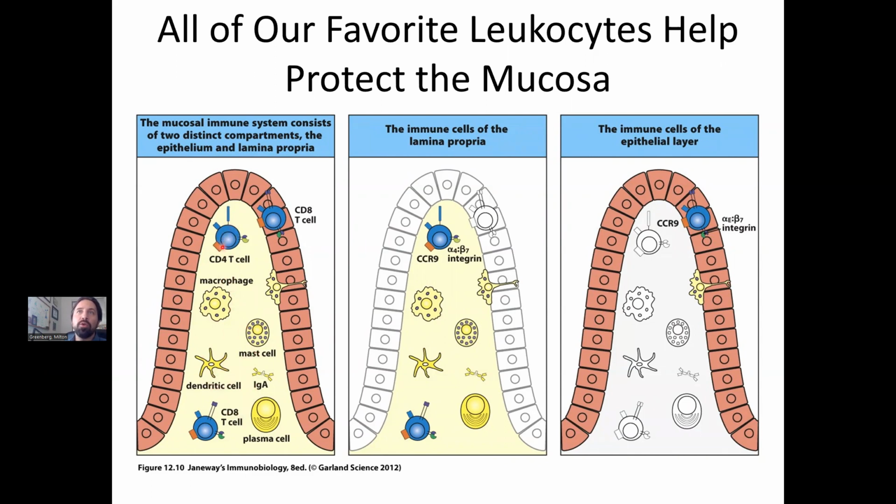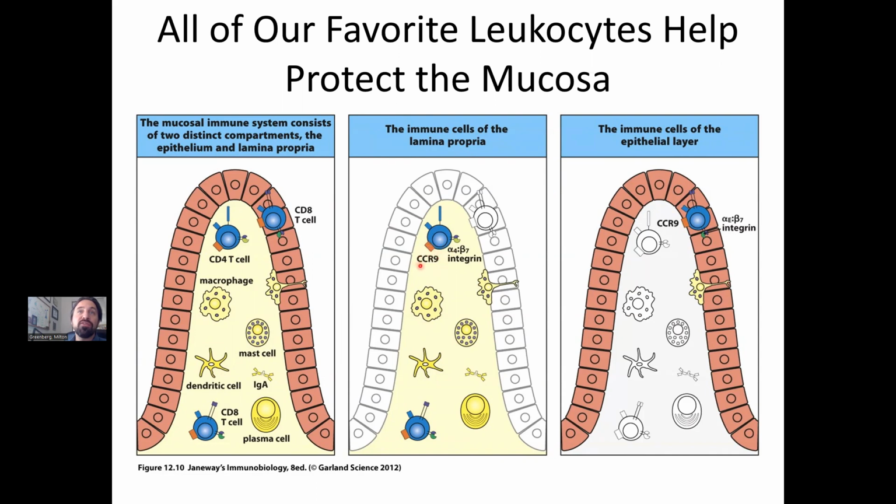And this is where you have a number of T cells, both CD4 and CD8, antibody secreting plasma cells that secrete IgA. IgA dissolves very well in mucosal tissues. You have mast cells that can help release histamine and facilitate allergic reactions. So these immune cells of the lamina propria, you can see them here, have specific receptors that mediate where they end up.